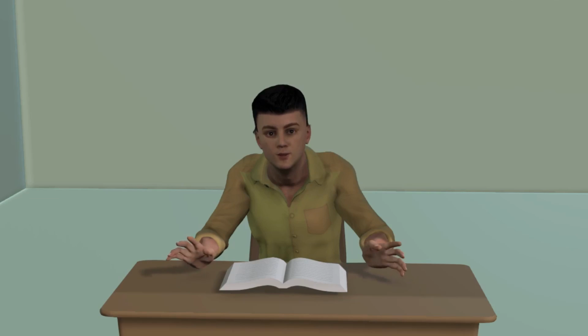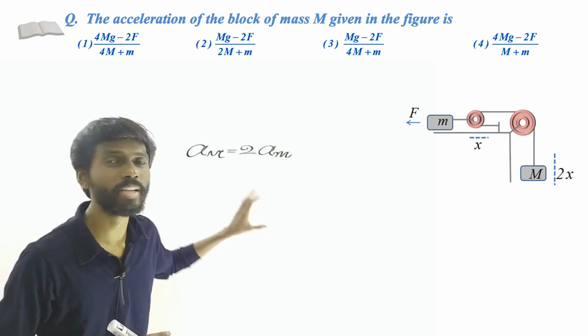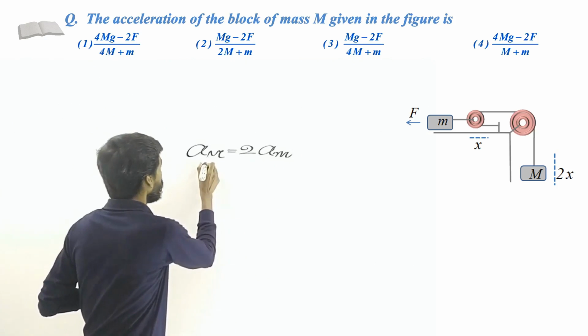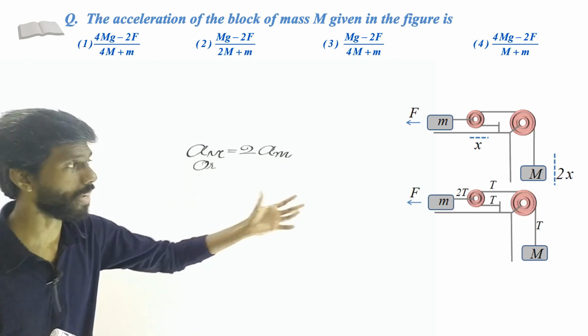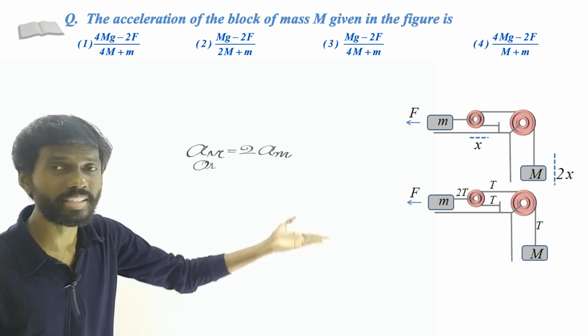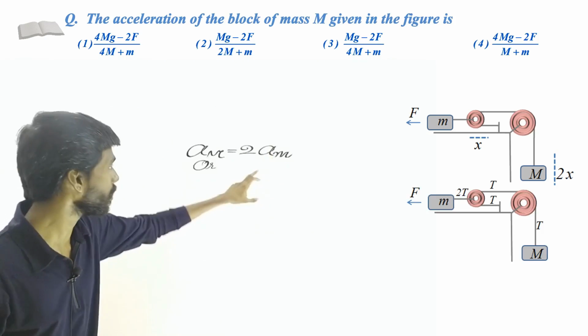Can't we use the tension method? Mostly for 2 block questions, the displacement method is the easier method, but you can also use the tension method. So what is the tension acting on the block of mass capital M? That is T, the tension on the string only. So T in the upward direction, and the acceleration can be taken as acceleration AM.